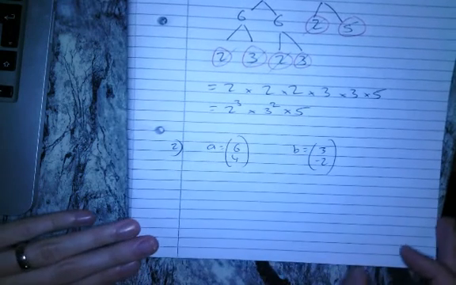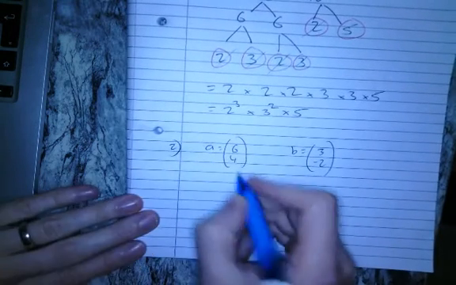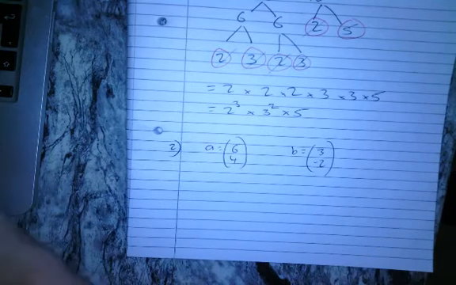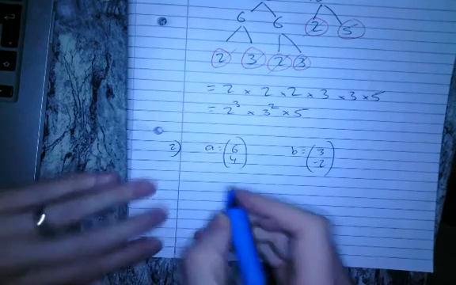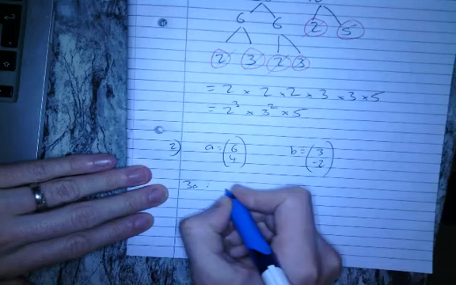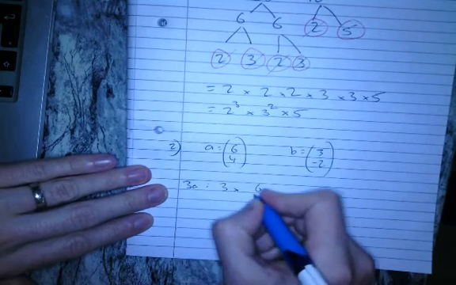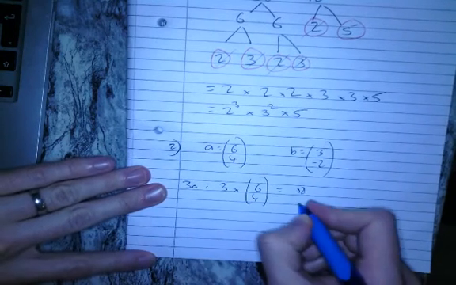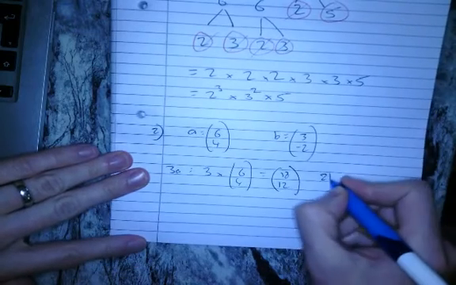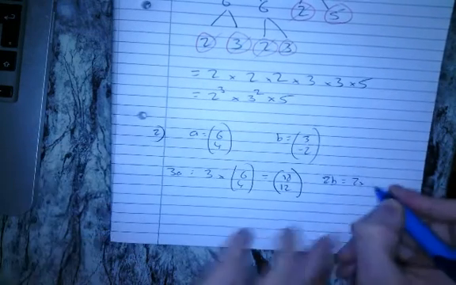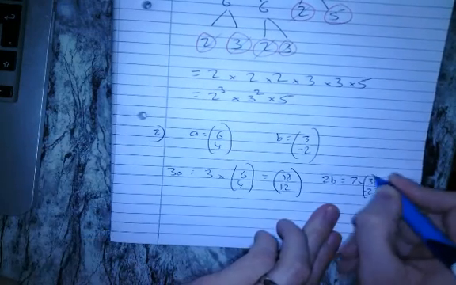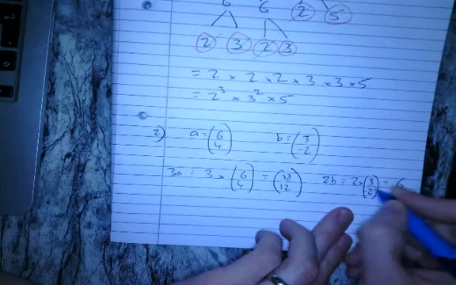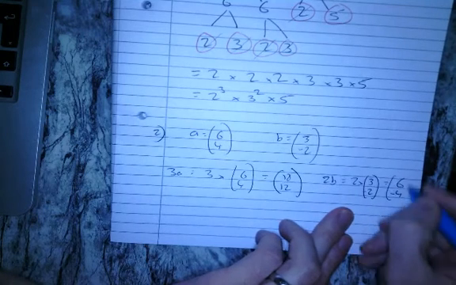Okay, and question 2, we've got column vectors. We've got A equals (6, 4) and B equals (3, minus 2). And we're asked to find 3A plus 2B. So 3A would be 3 times A, which is (6, 4). And 3 times 6 is 18, and 3 times 4 is 12. So (18, 12). While 2B is 2 times (3, minus 2), which would be 6, and 2 times minus 2 is minus 4.